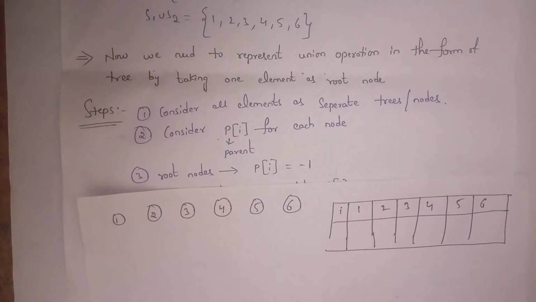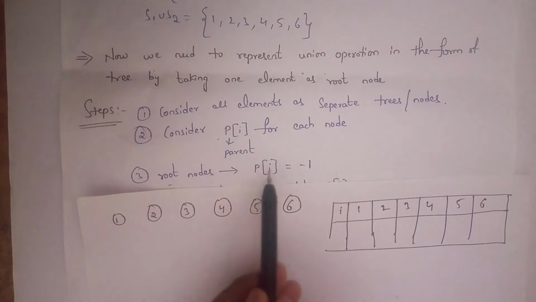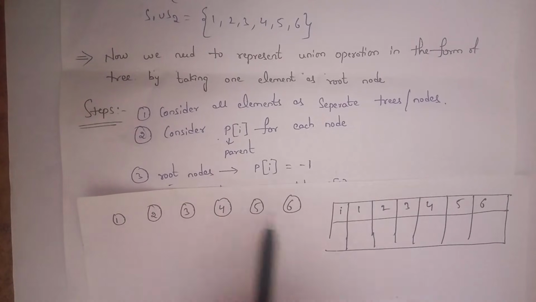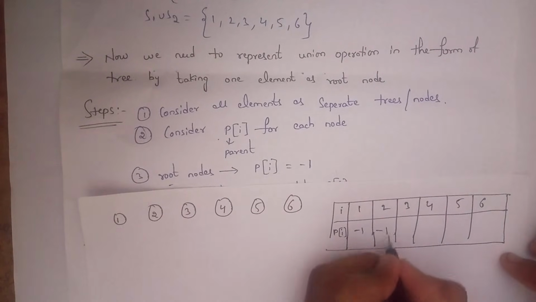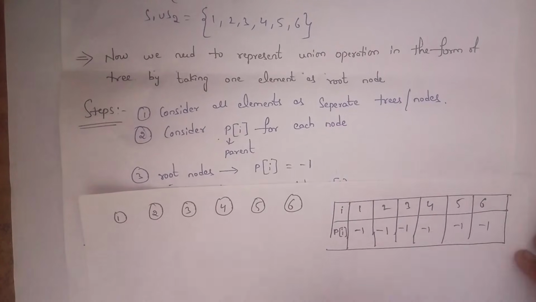Now we need to identify the parent for each element, and for a root node, the parent is -1. That is, for root nodes, P of I is equal to -1, because root nodes don't have any parent. Initially 1, 2, 3, 4, 5, 6 are all root nodes, so we give the parent as -1. So 1 doesn't have any parent, give -1. Similarly 2 doesn't have any parent, and likewise 3, 4, 5, 6. For all these elements I took the parent as -1.